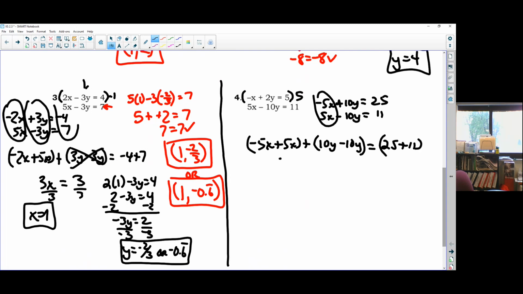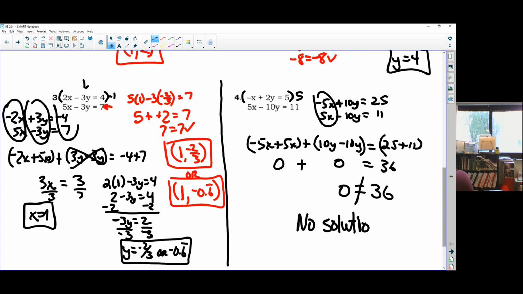So this becomes 0, this becomes 0, and this becomes 36. If you look at it, both my x's and y's got eliminated here. I get 0 equals 36. Well, 0 does not equal 36. So that means there is no solution when you have that.